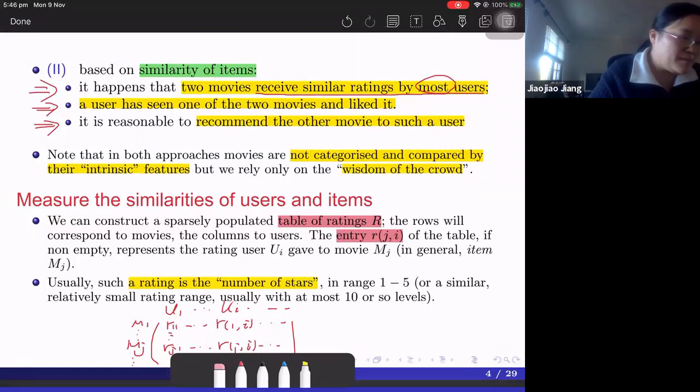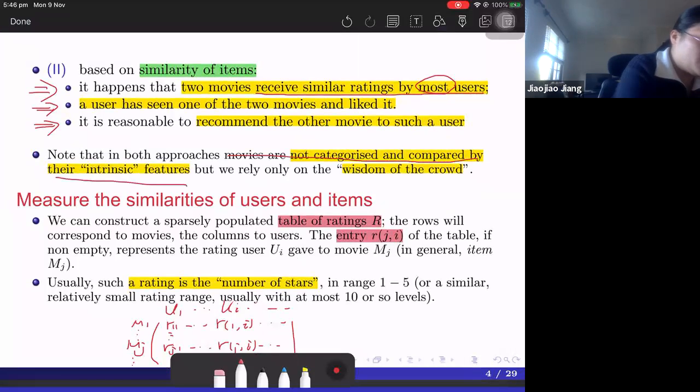So note that in both approaches, either based on similarity of users or based on similarity of items, movies are not categorized and compared by their intrinsic features. What we use are the ratings of movies given by the users who watched the movies, right? So we do not rely on intrinsic features of items. What we rely on is the wisdom of the crowd.